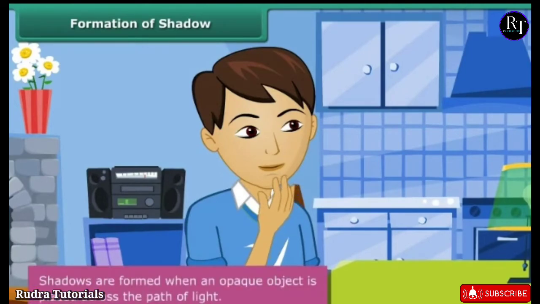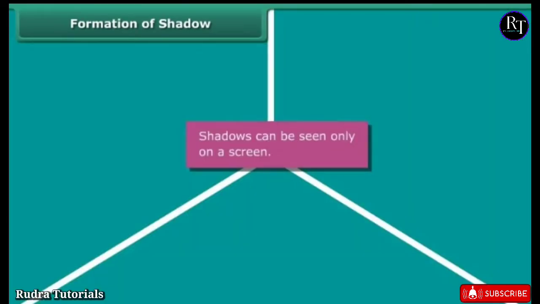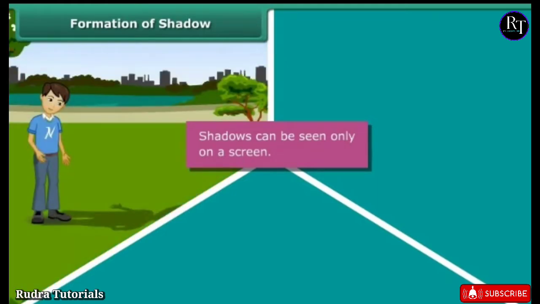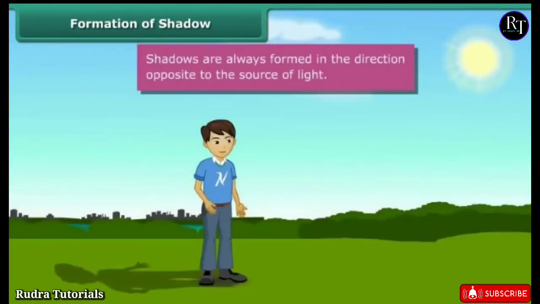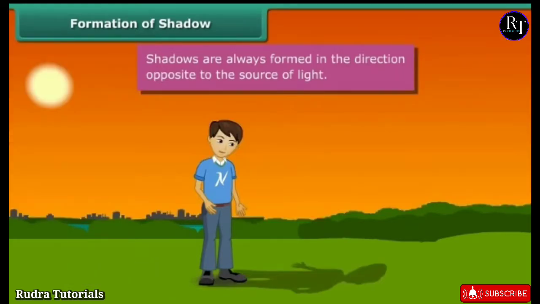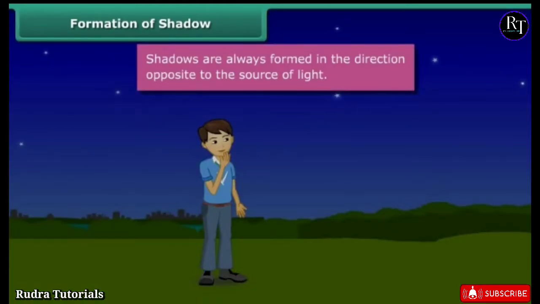Shadows are formed when an opaque object is placed across the path of light. Shadows can be seen only on a screen. The ground, walls of a room, building, and other such surfaces act as screens for shadows. Shadows are always formed in the direction opposite to the source of light. In the morning, since you were facing the sun, the shadow was behind you. In the evening, the sun was behind you, causing the shadow to be formed in front of you. When the sun sets, there was no light, hence there were no shadows.